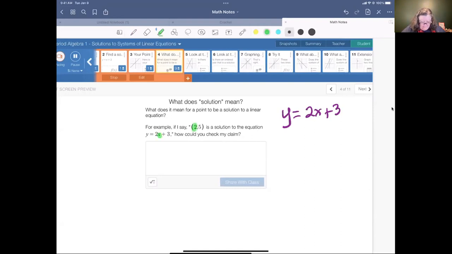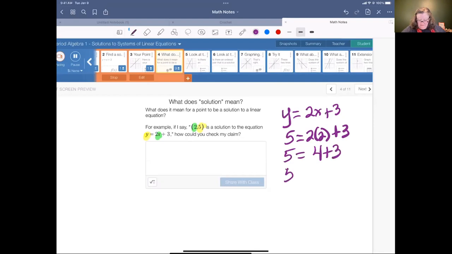This is my x. This is my y. So I'm going to plug those numbers into the equation and see if it's a true equation. 5, because it's the y, is equal to 2 times 2, because 2 is the x, plus 3. Five would be equal then to 4 plus 3.